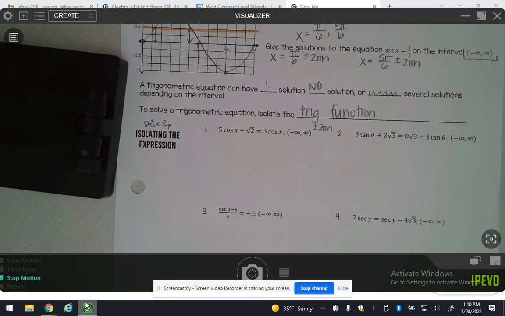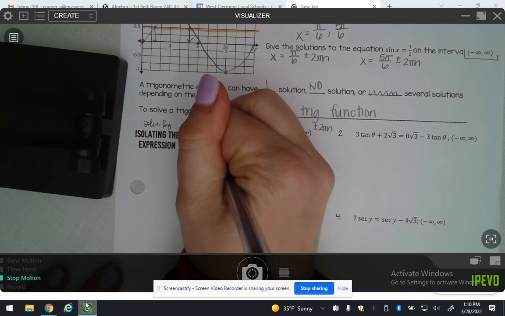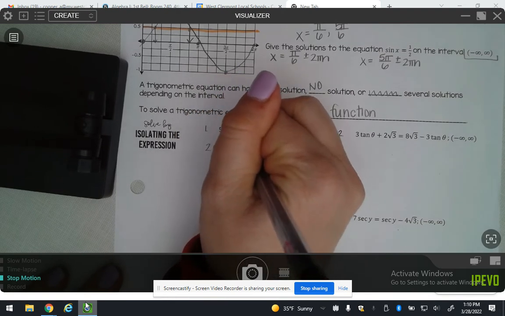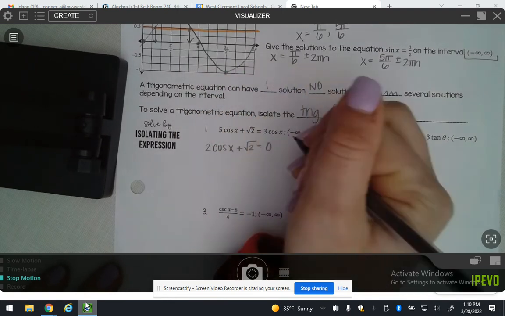I would move the 3. Do you guys want negatives? Do you ever want negatives? You don't. How do I move that 3 cosine to the other side? Subtract it. So if I subtract 3 cosine, I'm going to have 2 cosine of x plus radical 2 equals 0. Agree?